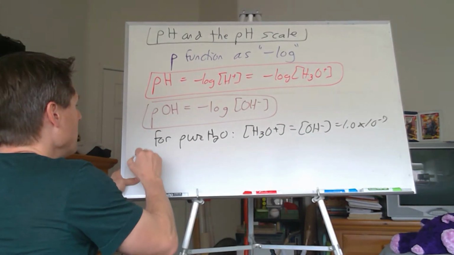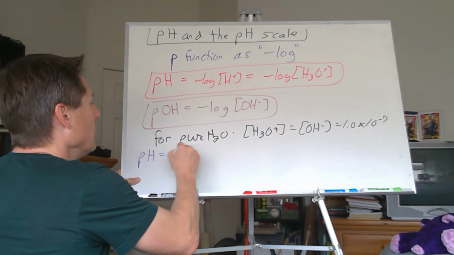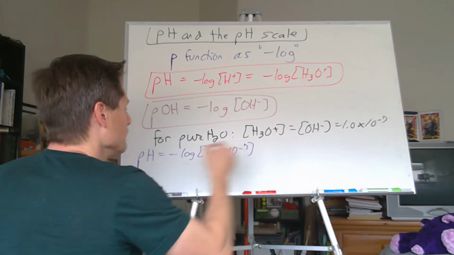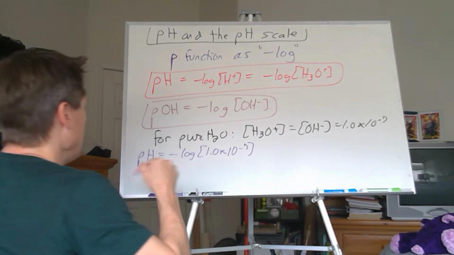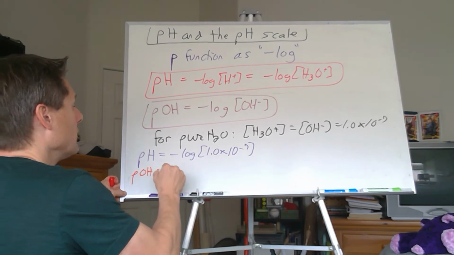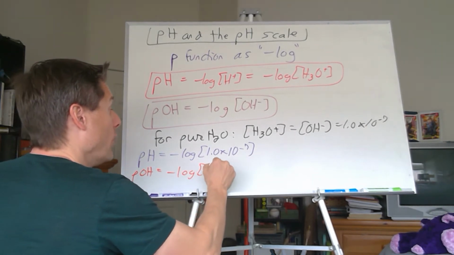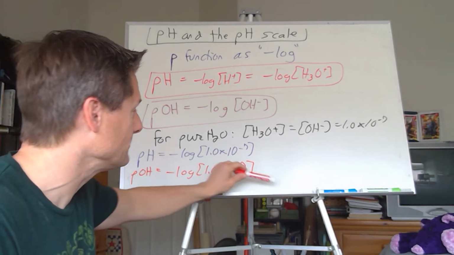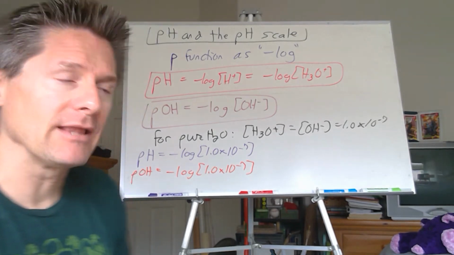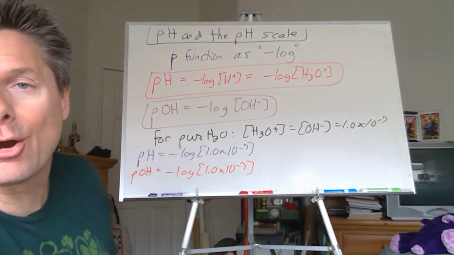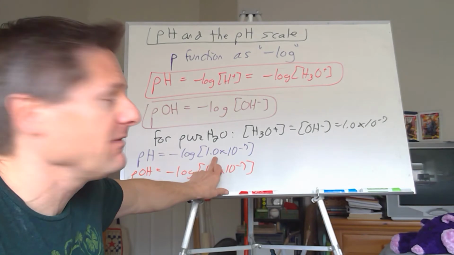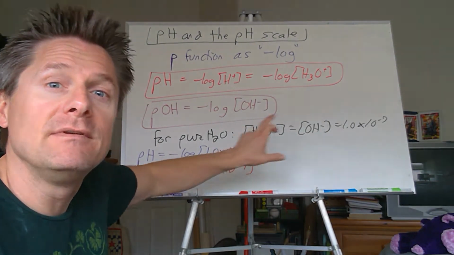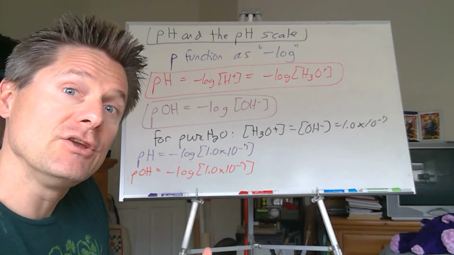So the pH will be the negative log of 1.0 times 10 to the minus 7. And the pOH, which is the negative log also of 1.0 times 10 to the minus 7, isn't that convenient? So we're going to get the same answer. Pop that in your calculator, and when you take a logarithm, the number of significant figures in your concentration is the number of decimal places you're going to get in your answer.